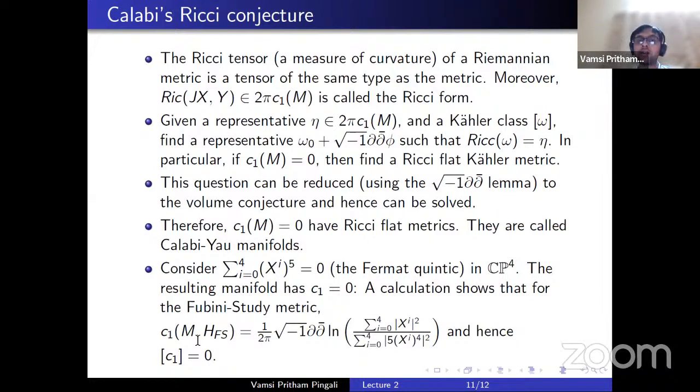And since the first Chern class is 0, Yau's theorem tells us that there is a unique Kähler metric in any Kähler class whose Ricci curvature is 0.